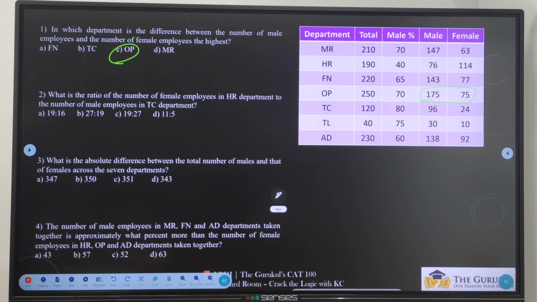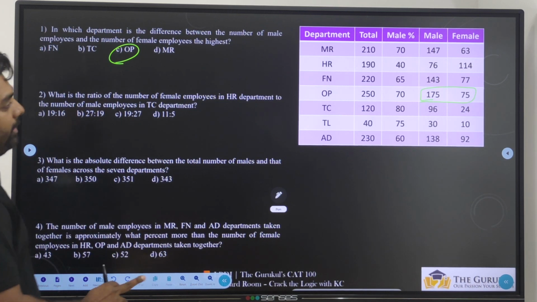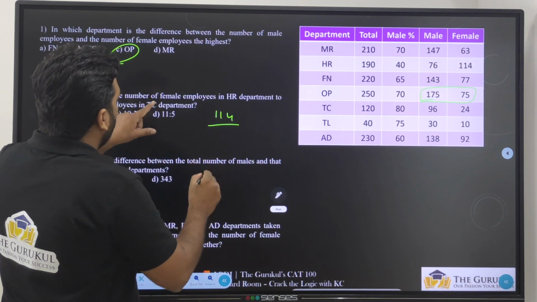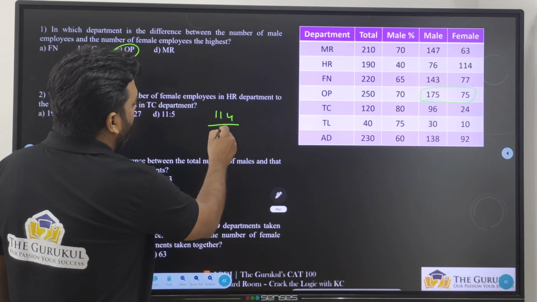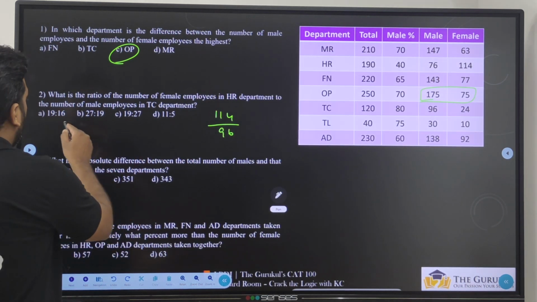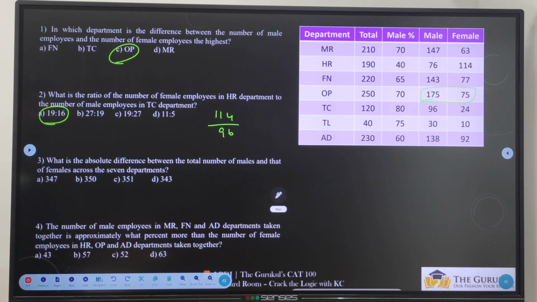What is the ratio of the number of female employees in the HR department to the number of male employees in the TC department? Number of female employees in HR, which is 114, to number of male employees in the TC department, that is 96. Quickly find the ratio. Perfect. That will be equal to 19 by 16, which is option A.